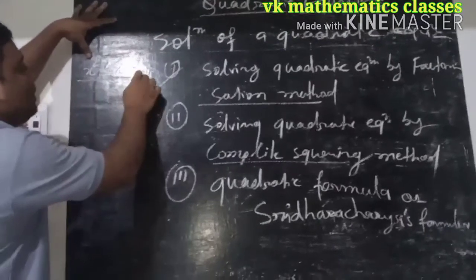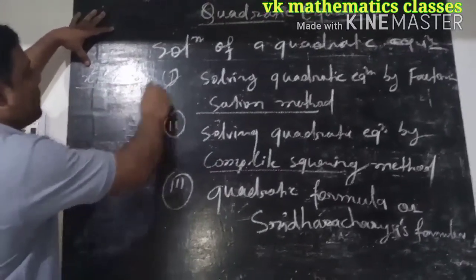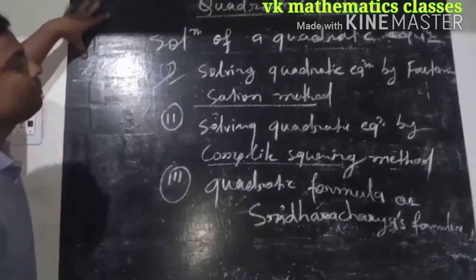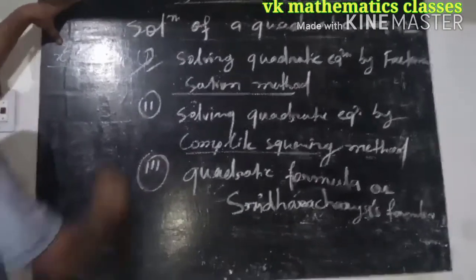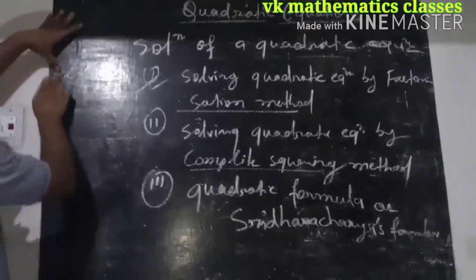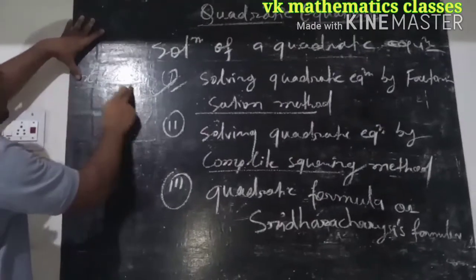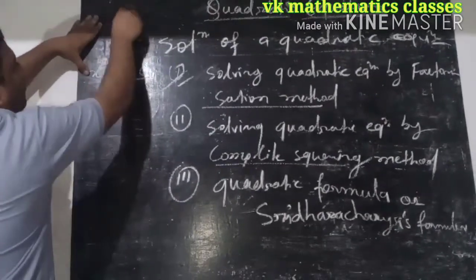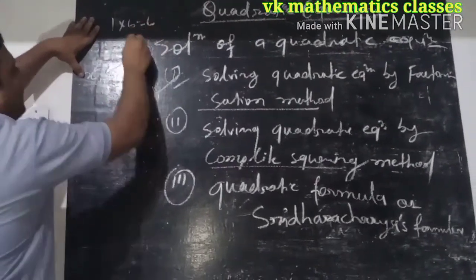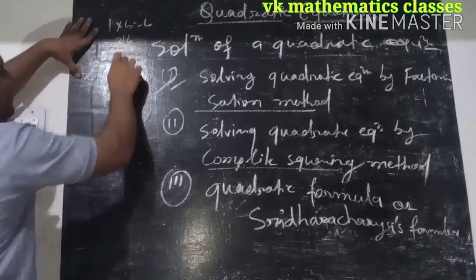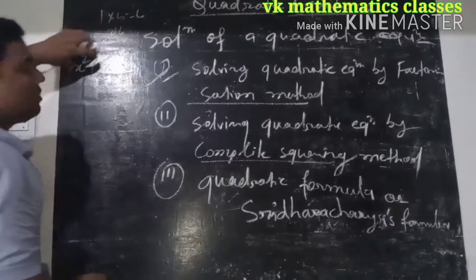So this is the quadratic equation. Now we factorize it, solving the quadratic equation by the factorization method. The coefficient of x square is 1 and the constant term is 6. So 1 into 6 is equal to 6, and the factors of 6 are 2 and 3. The sum of 2 and 3 is also 5.